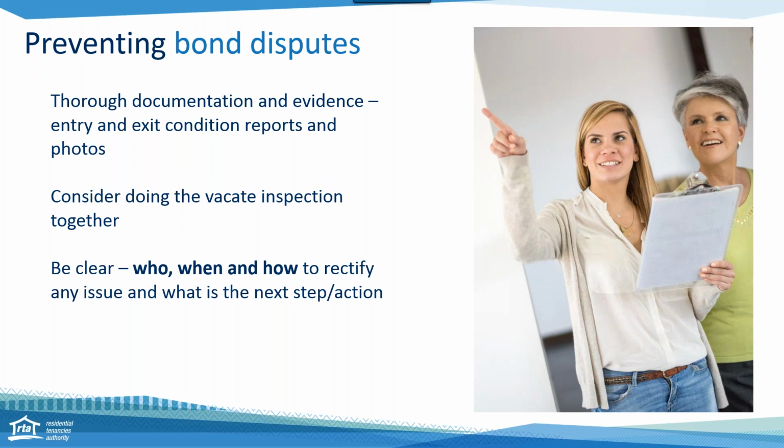If there is something to be rectified, whether that's cleaning or repairs, or that there might be some rent outstanding, be clear as to who, when and how the issue is going to be addressed, and what the next step or action being taken is. So whether the tenant is going to be rectifying the problem themselves, or the agent or the owner is engaging someone to do it, or that there's a claim on the bond. Whatever the step is, make sure everybody's informed.